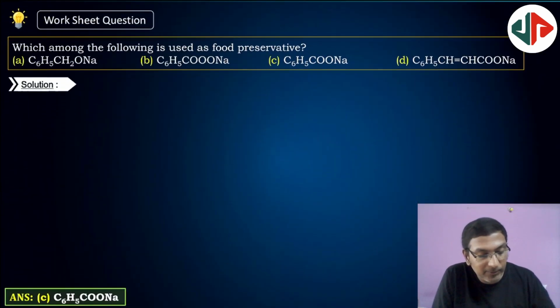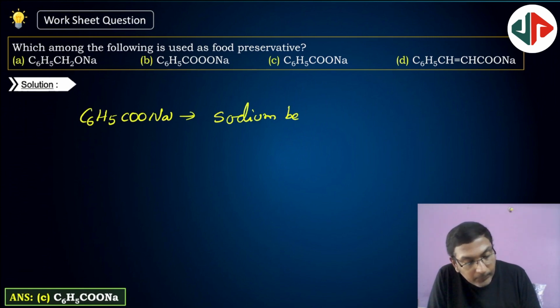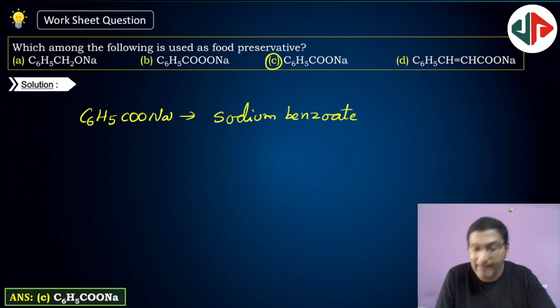So which among the following is used as food preservatives? So C6H5COONa, sodium benzoate. Best food preservative. Option C, sodium benzoate. Next.